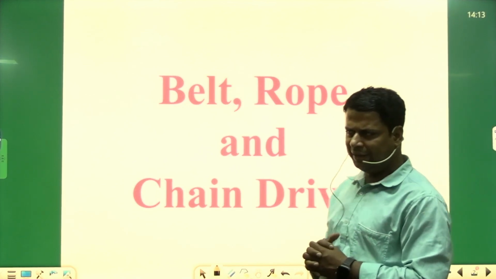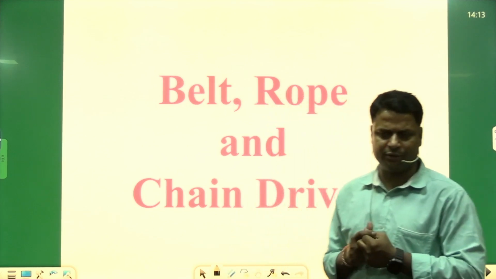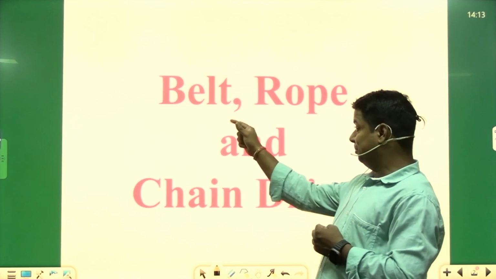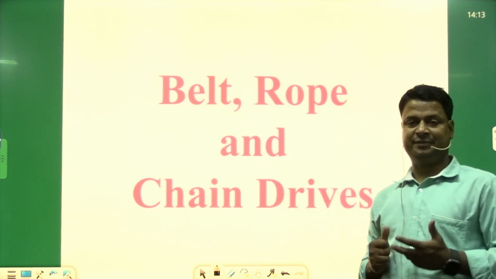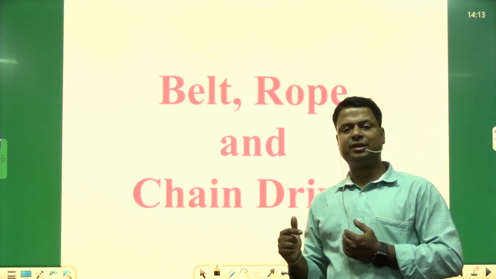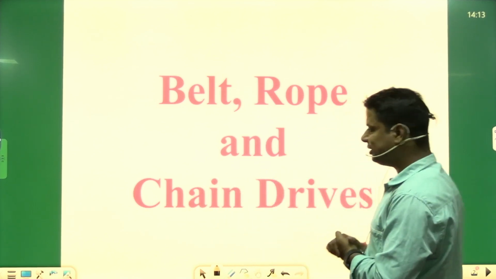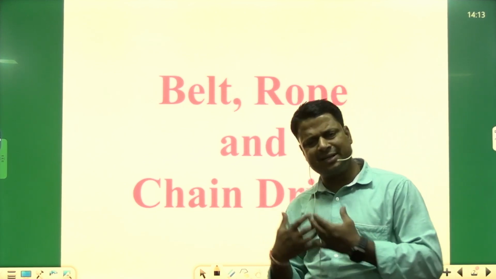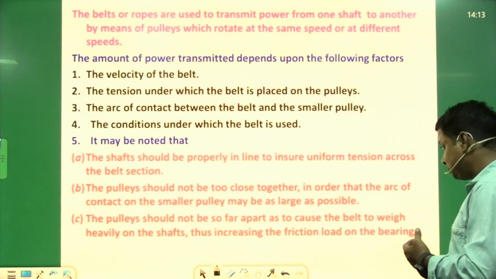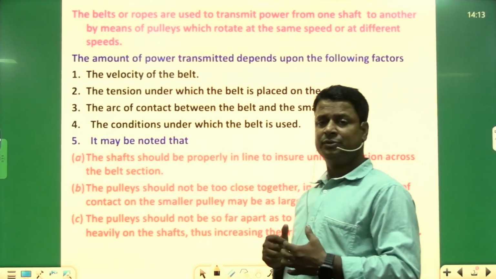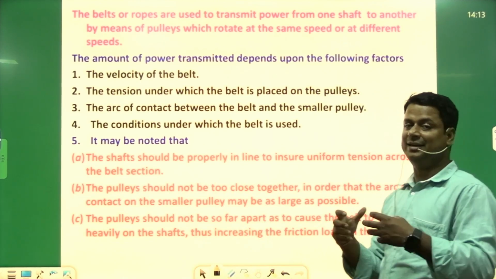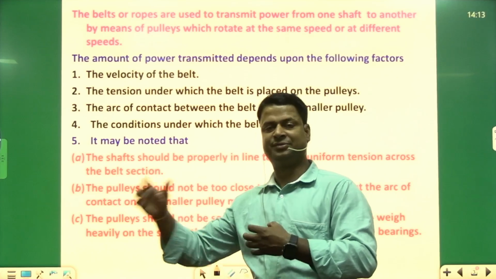Why are we discussing this topic? Because we know that in these days in automobiles, belt, rope, and chain are the most important parts that transfer motion from one shaft to another shaft. When we start the transfer of motion from one shaft to another shaft, in every shaft a wheel is added so that it may transfer.